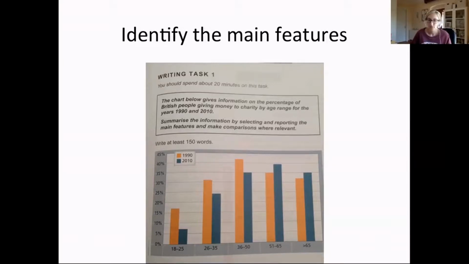So I want you all to take a good look at this bar chart. We have percentages here. We've got the age range. We've got 1990 in yellow and 2010 in blue. So have a look at it. What stands out to you as being the first main feature that you can see? What would you say is a key feature?